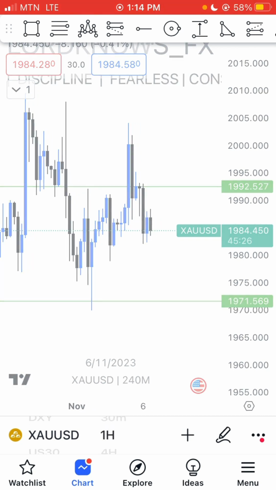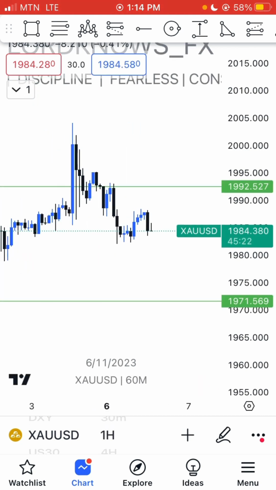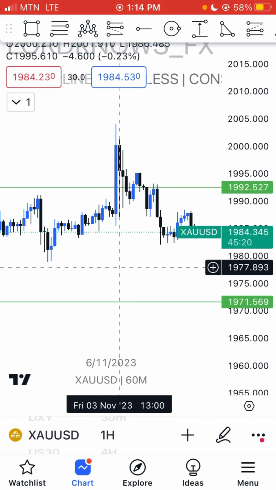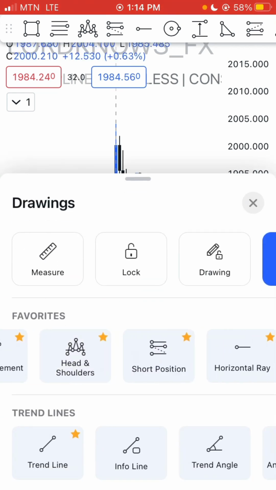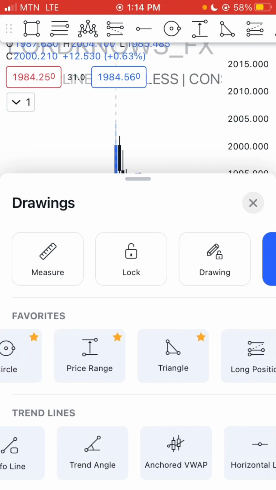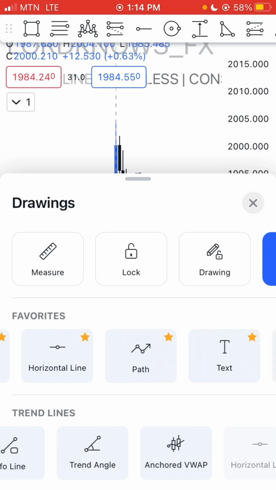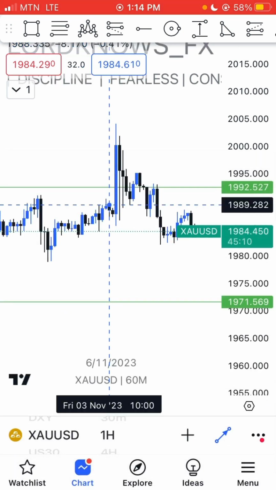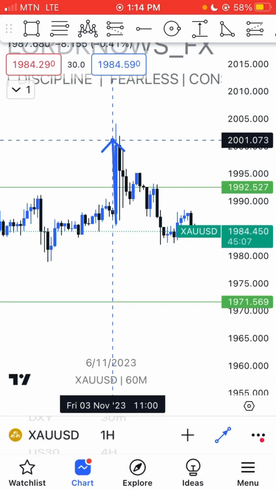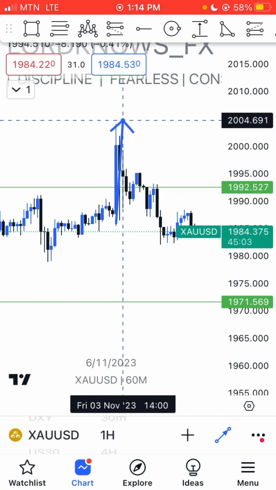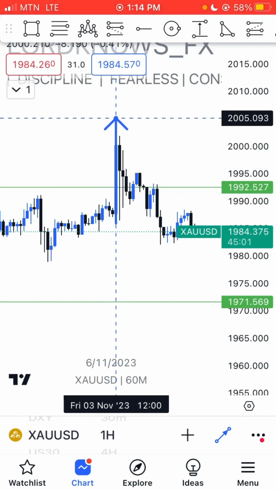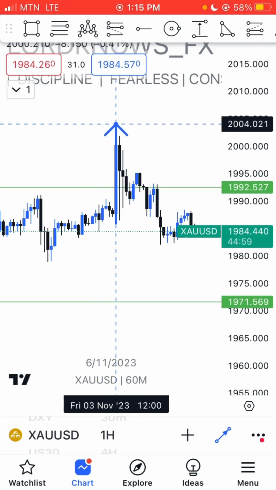Let me go to the 1 hour time frame. You see, with the 1 hour time frame, this was what the NFP did. This side was caused by NFP. This whole move was caused by NFP, from here to here. That's from this zone to this zone. That was caused by NFP. So this zone was caused by NFP.